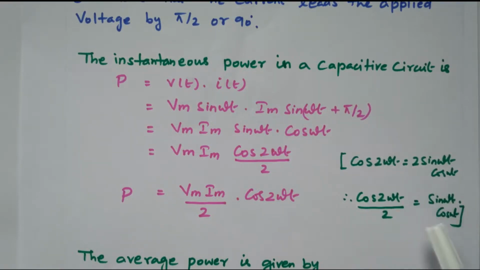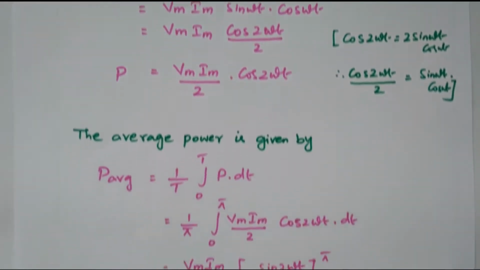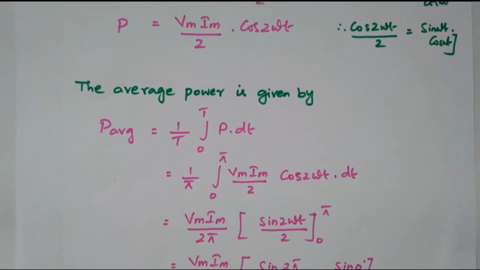Bring the 2 to the denominator. So sin omega t cos omega t is equal to the parameter divided by 2, which replaces sin omega t into cos omega t. So by rewriting, P equal to Vm Im divided by 2 into cos 2 omega t. So this is the instantaneous power. From this we can calculate the average power.